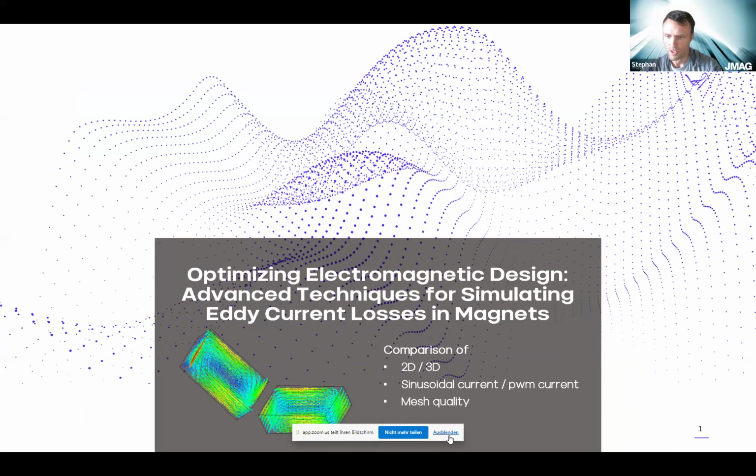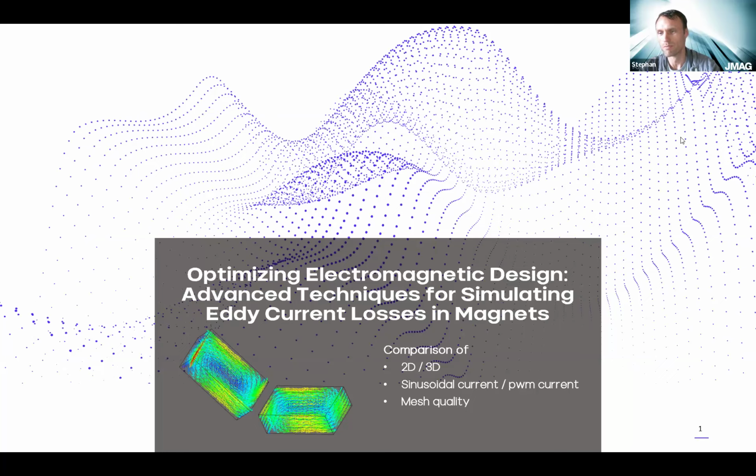Okay. Today I want to discuss the optimization and electromagnetic design and the advanced techniques for simulating eddy current losses in magnets. So originally we named the presentation advanced techniques for reducing eddy current losses in magnets, but I think it was a bit too far for us, because the reduction of eddy current loss in magnets is more the task of the e-motor designers, which will be you in the end.